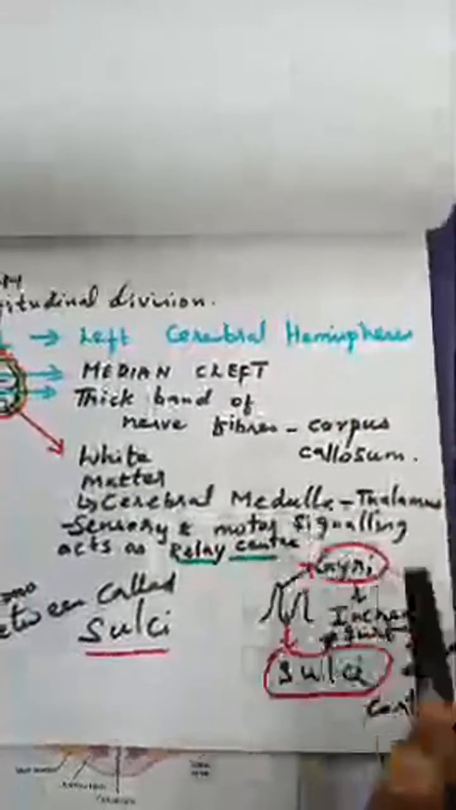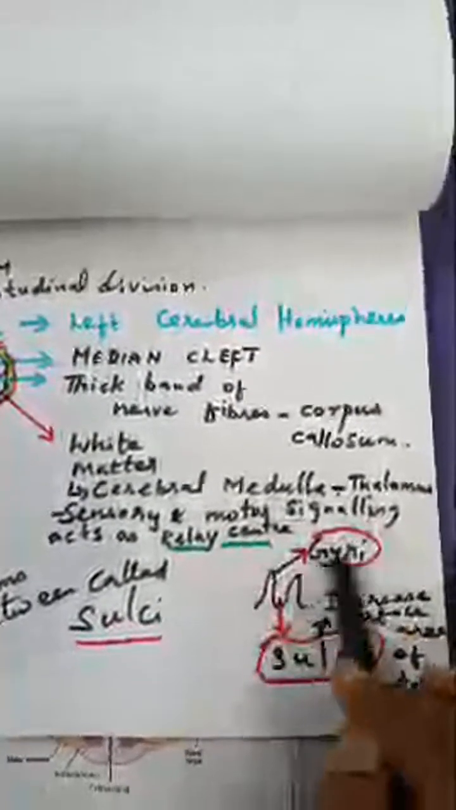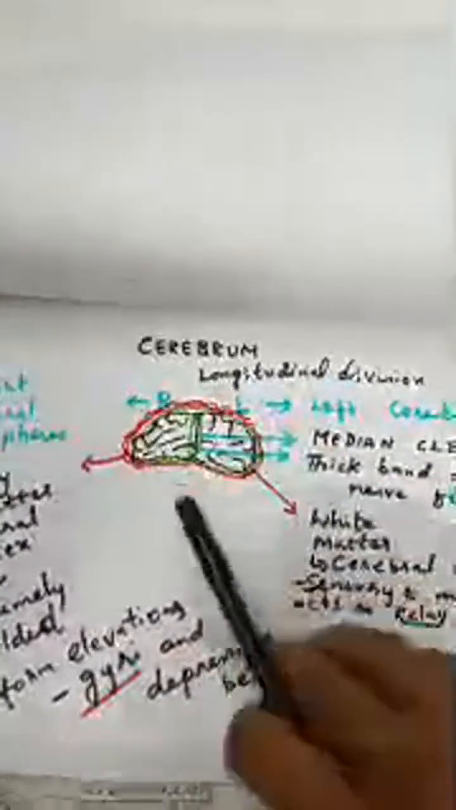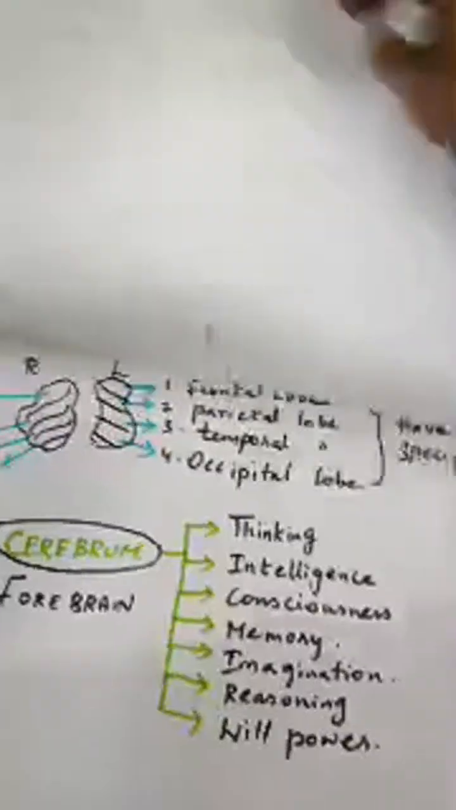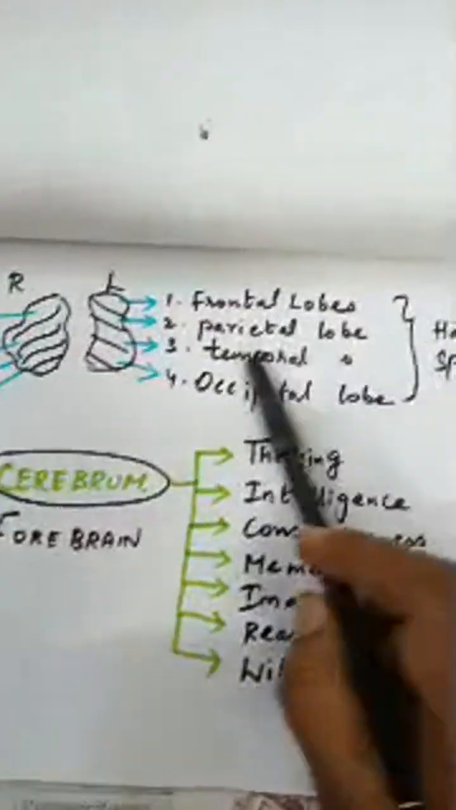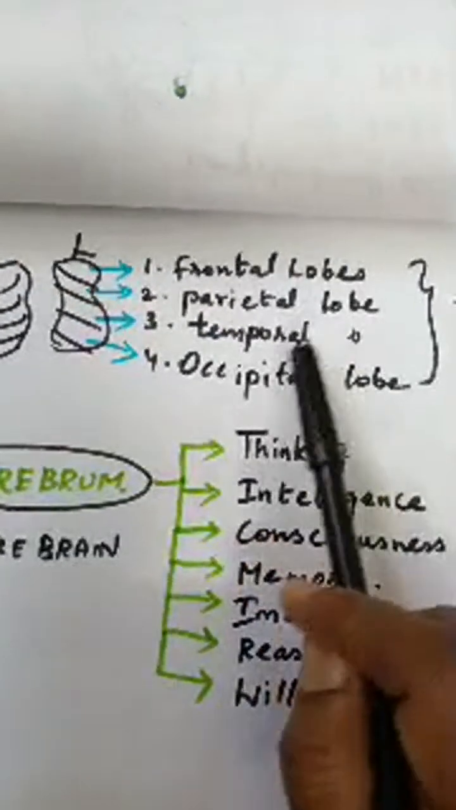And the white matter, the cerebral medulla, acts as the relay center. It controls the signaling, the sensory and motor signaling, so it acts as the relay center. This is about the cerebrum. Apart from this, the cerebral hemispheres also have four divisions: frontal, parietal, temporal, and occipital lobes.